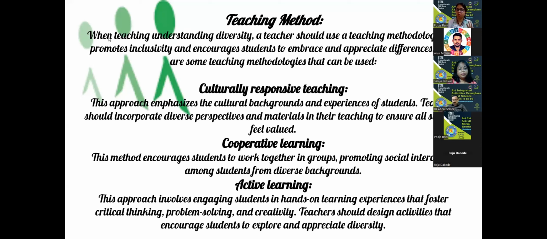So there will be no financial burden on the student, or on the teacher also. It can be done in the classroom. It can be time saving also. Now cooperative learning. This is another kind of method which we can use. This method encourages students to work in different groups, promoting social interaction among students from diverse backgrounds. Active learning. This approach involves engaging students in hands-on learning experience that fosters critical thinking. So the active learning method is going to foster the critical thinking of the child, problem-solving approach, and creativity. Teachers should design activities that encourage students to explore and appreciate diversity.